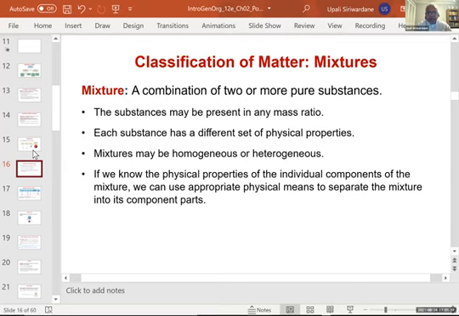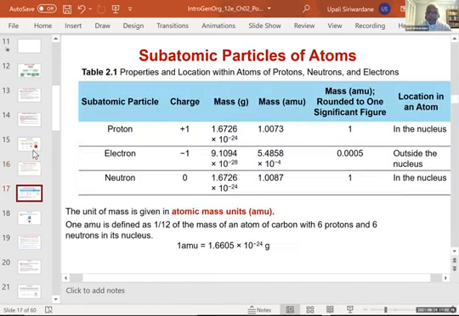We know the physical property of water. In this case, we can use the sun's heat to evaporate it. Or in a lab, we can distill or evaporate in a beaker, leaving the salt. Now we're going to go into more details about atoms.